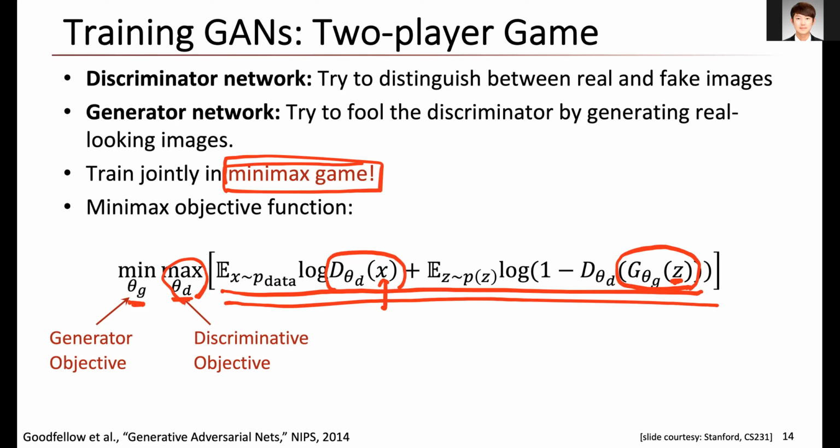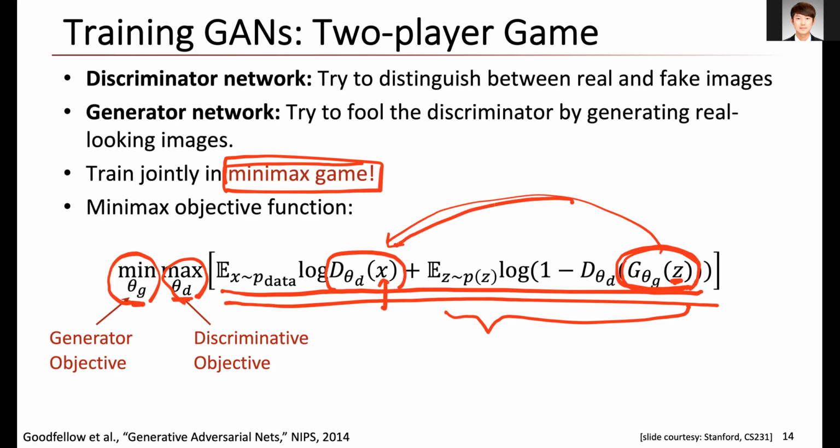And in this case, when we minimize this loss function in terms of the generator with theta g, then with this term, we can train the generator to fool the discriminator by generating real-looking images. I mean, by making these images similar to x, we can fool the discriminator. This is the minimax objective function of the GAN.